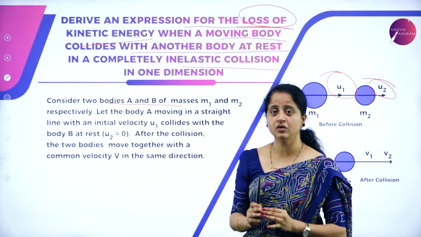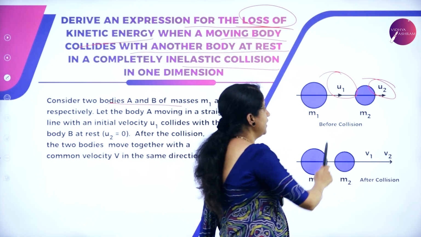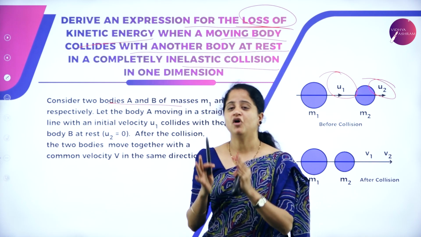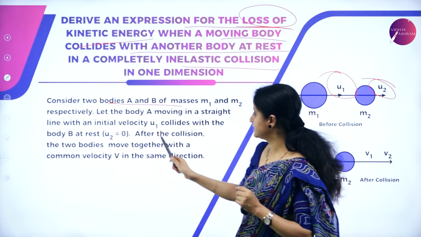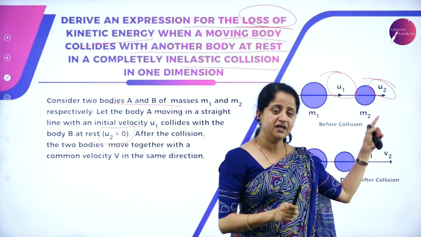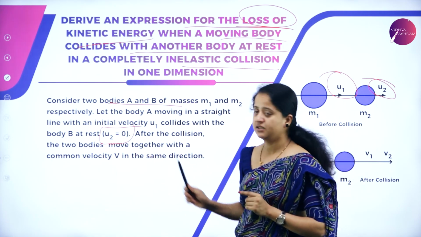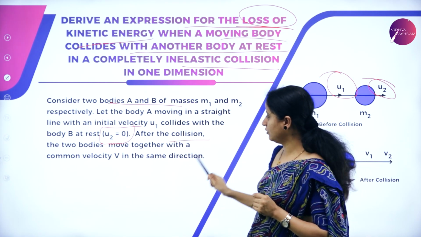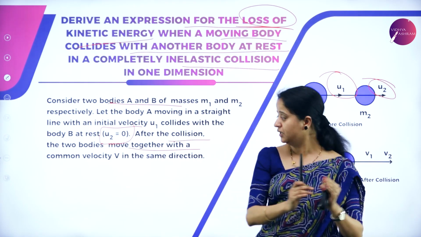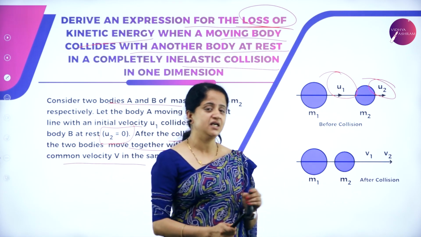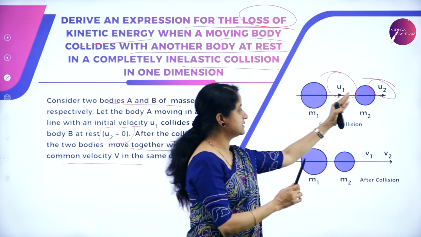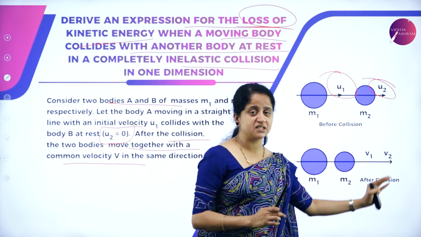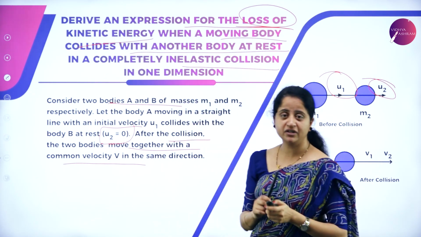So in this scenario, the velocity of object 1, that is u1, has some value but u2, we have considered the body which is at rest, the velocity is 0. So the body B is at rest position and hence the velocity of it is 0, that is u2 is 0. After the collision, two bodies move together with a common velocity v in the same direction. When the body is at rest, the other moving body comes and strikes it, they both move with the same direction with a common velocity after collision.